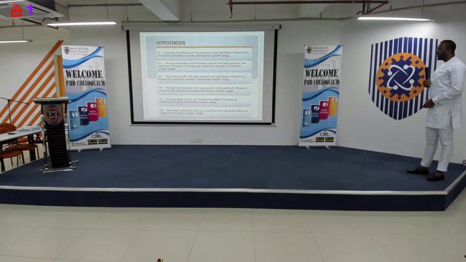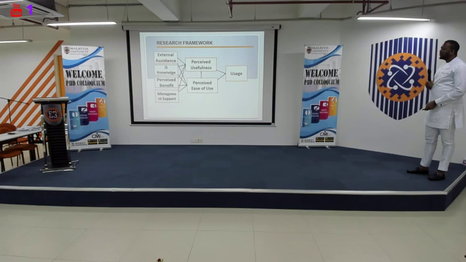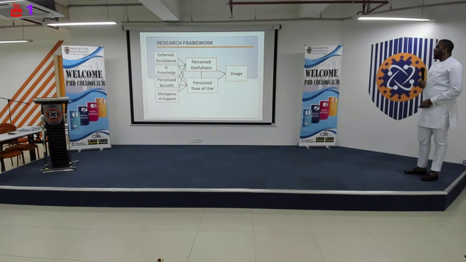Perceived ease of use will mitigate the effect of perceived information system usage. Perceived usefulness will have a positive and significant effect on usage of information system. Research framework. The research framework consists of four independent variables. The mediating variables and the dependent variables are adopted from the technology acceptance model.